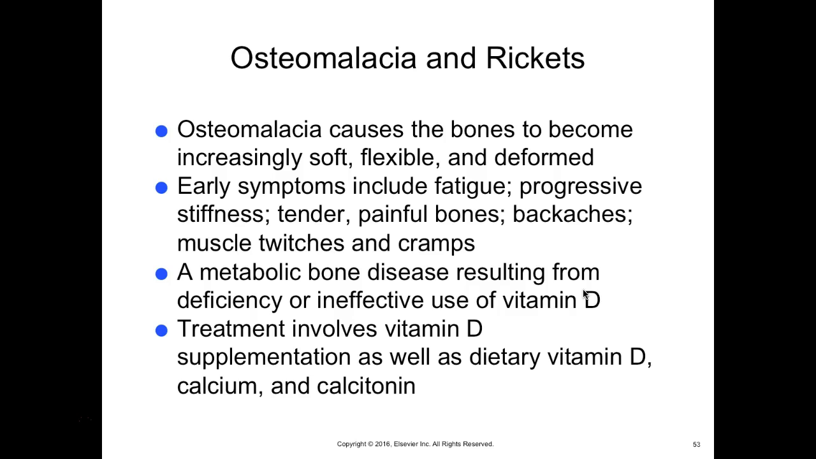Early symptoms include fatigue, progressive stiffness, tender, painful bones, backaches, muscle twitches, and cramps. The metabolic bone disease results from deficiency or ineffective use of vitamin D. So vitamin D is very, very important, especially also for calcium absorption. And we know we can also get vitamin D instead of just taking a supplement. We get vitamin D synthesis through sunlight. So treatment involves vitamin D supplementation as well as dietary vitamin D, calcium, and also calcitonin.